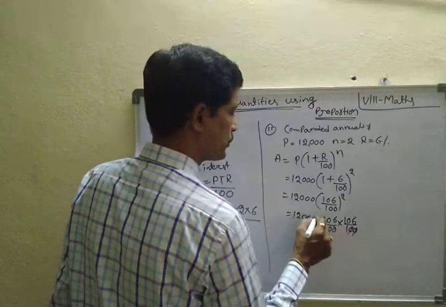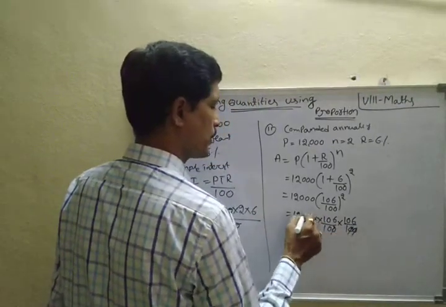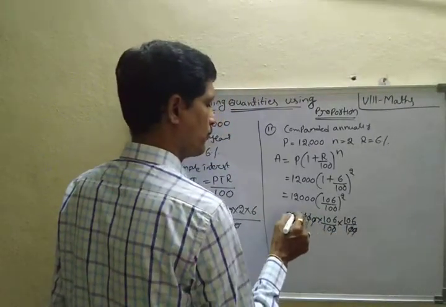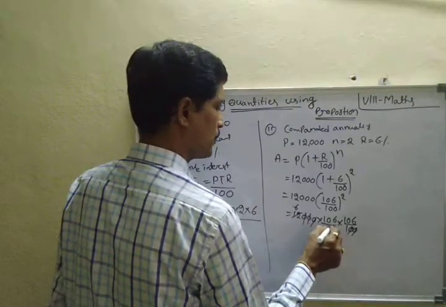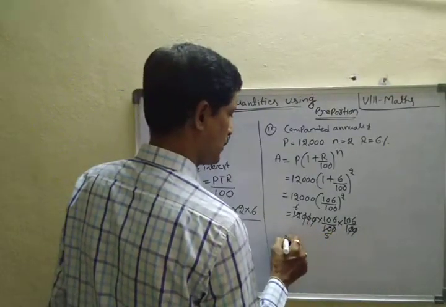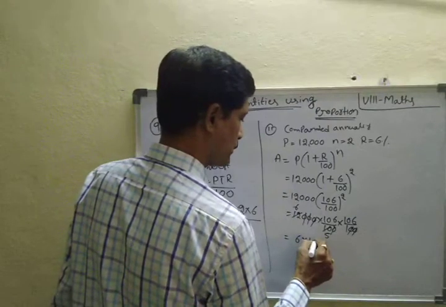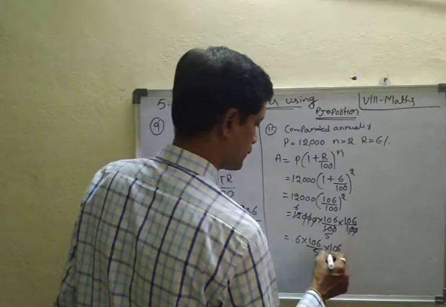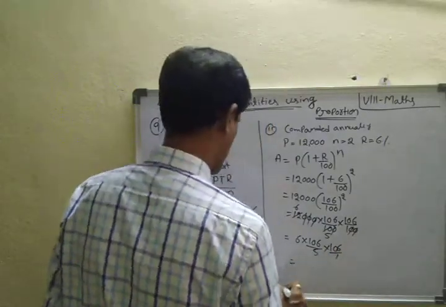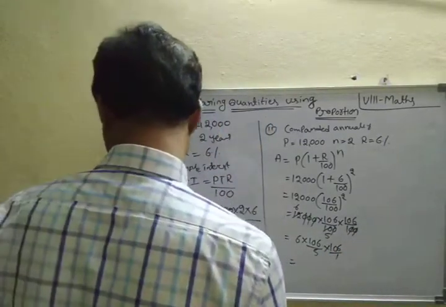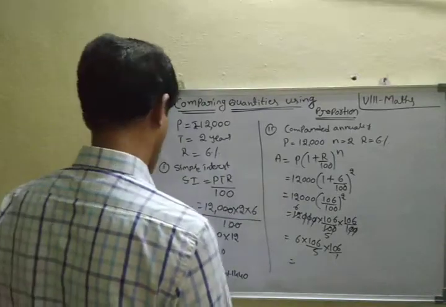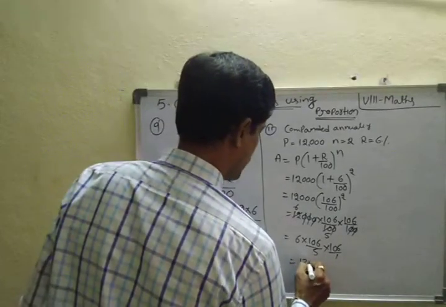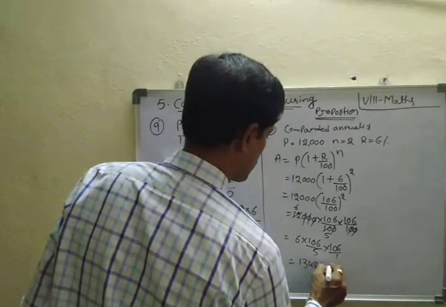Here these two zeros get cancelled. Here 1 zero gets cancelled. 2 6s are 12, 2 5s are 10. Therefore 6 into 106 by 5 into 106. Therefore total, simplify. You get that is 13,483 rupees.